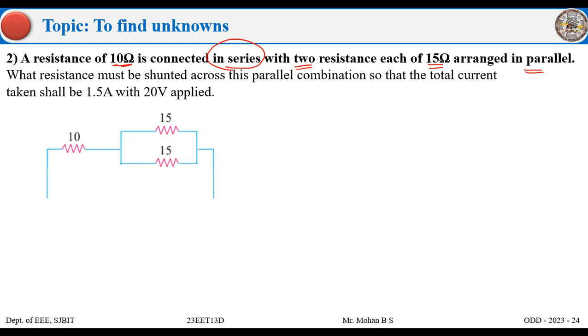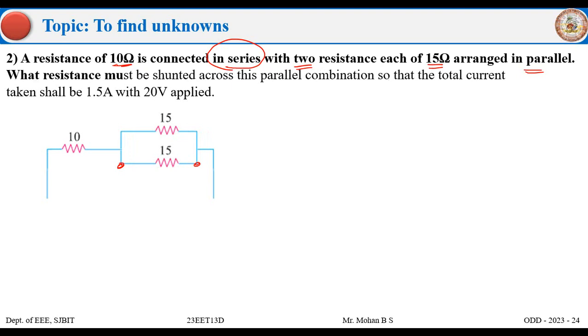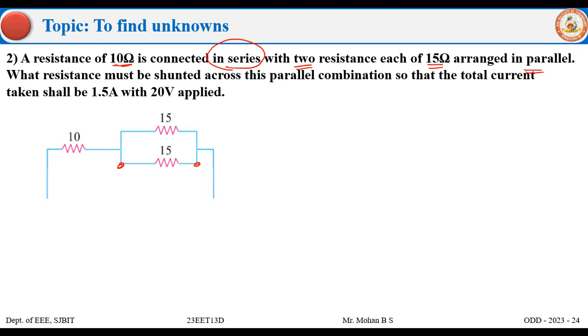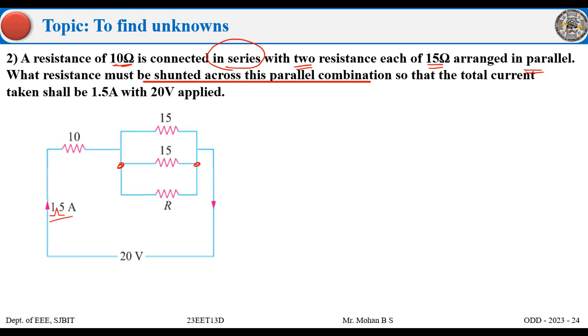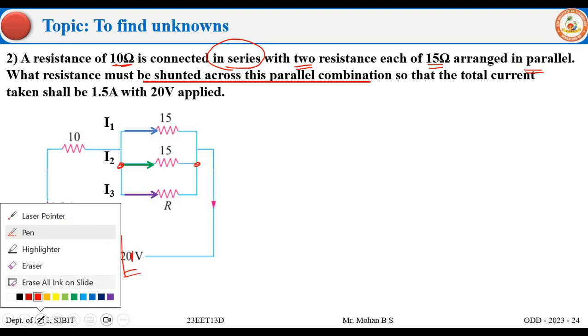Next, what do they say? What resistance must be applied or shunted with this parallel combination? Which parallel combination are they speaking of? Between these two, so that the total current taken will be 1.5 amps with 20 volts applied. So I have to shunt a resistance here in such a condition that the total current taken would be 1.5 amps with a 20 volt voltage drop. Since I have taken the arrow here, that means the 20 volt I have plus here and minus here. So let us assume the currents I1, I2 and I3.